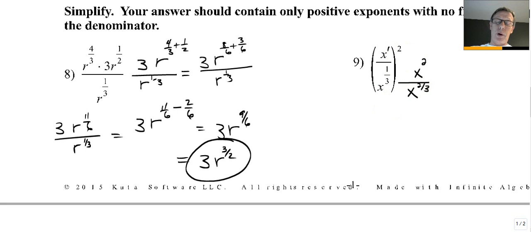Now we're going to have to subtract the exponents. We'll take the largest exponent, which is the 2, minus the smaller one, which is the 2/3. So that would be x to the 2 minus 2/3. Let's give those a common denominator. It would be x to the 6/3 minus 2/3, the x to the 4/3.